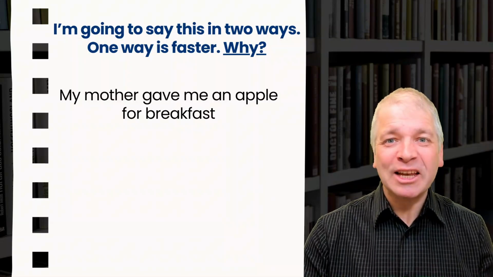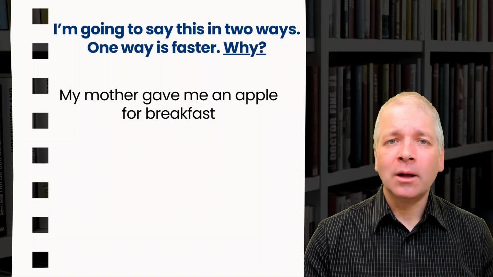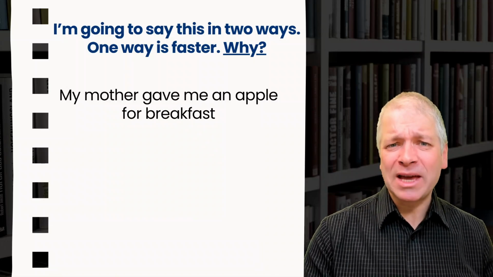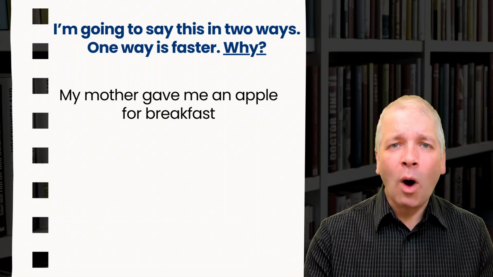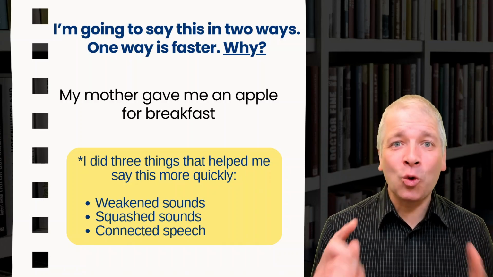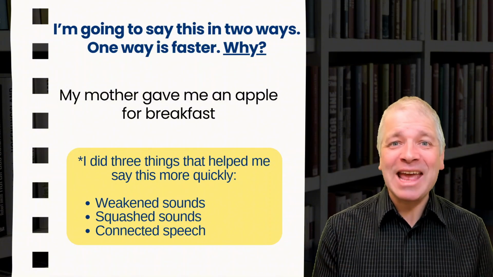I'm going to say this in two ways. One way is faster. Why? My mother gave me an apple for breakfast. My mother gave me an apple for breakfast. The second way was faster. Why was that? It's because I did three things that helped me say this more quickly. Weakened sounds, squashed sounds, and connected speech.